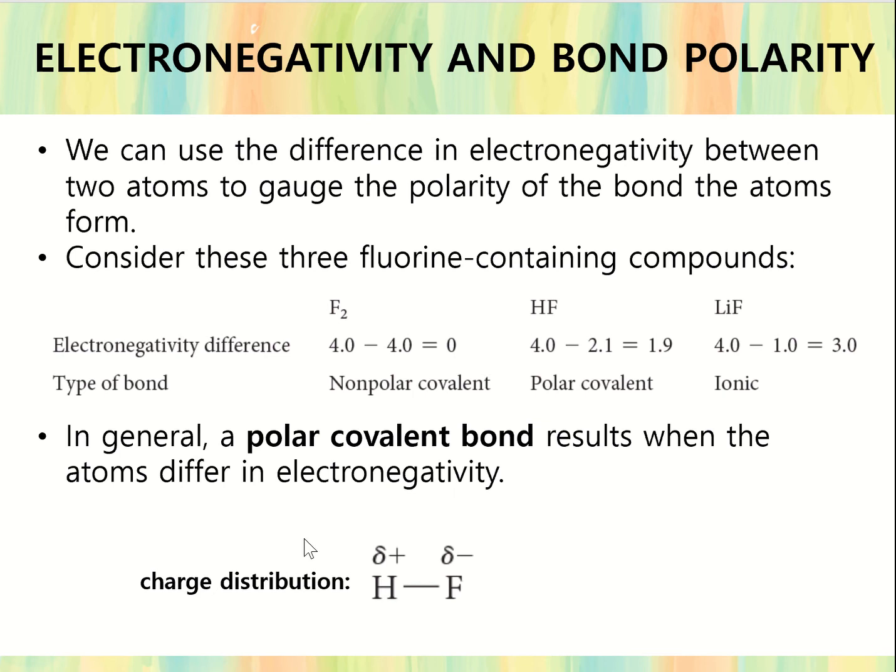And just to get familiar with certain notations, to show the charge distribution, we're seeing here a delta positive, which is the Greek letter delta, right? And this is how it is written. For the hydrogen, it's delta positive, and for the fluorine, that is delta negative. In other words, the hydrogen is slightly positive and the fluorine is slightly negative, right? That is how we represent charge distribution when we have a bond and one atom is slightly negative and the other is slightly positive.